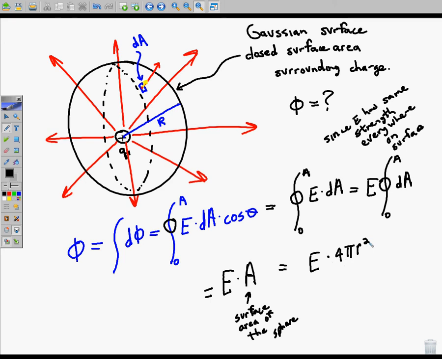Did we just do all of that just to get back to the original equation? E times A? Kind of. So, like, we couldn't just start with that, plug in 4 pi r squared for the area? We could, but we were looking at it in a broader sense so that we can handle future cases. But you got it. E times A.